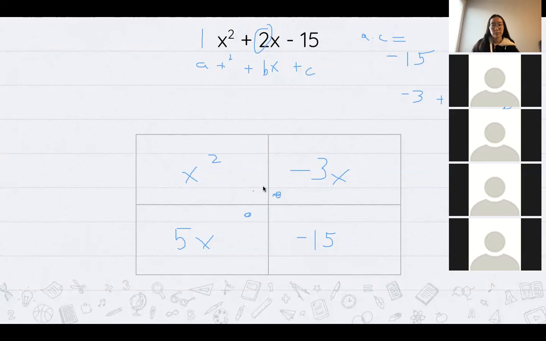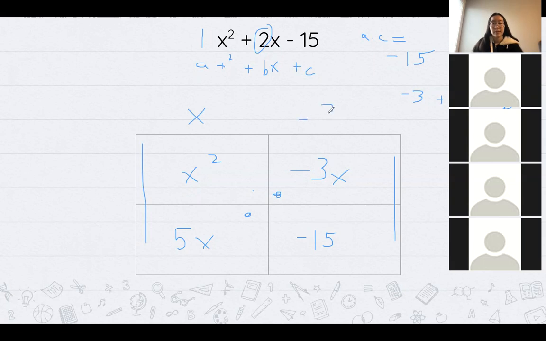You find the GCF of 5x and x squared. Yeah, we find the greatest common factor of the rows and columns. So we're going to do this column first, x squared and 5x. The greatest common factor of that would be anyone? X. Yeah, good job. It would be x. And then same thing for this other column over here. What is the greatest common factor of negative 3x and negative 15? Negative 3?